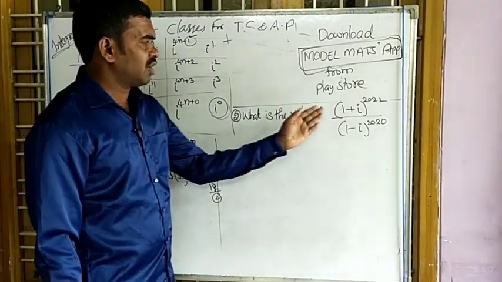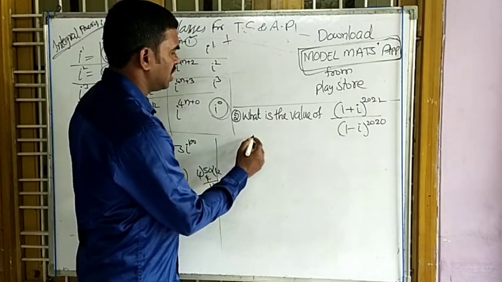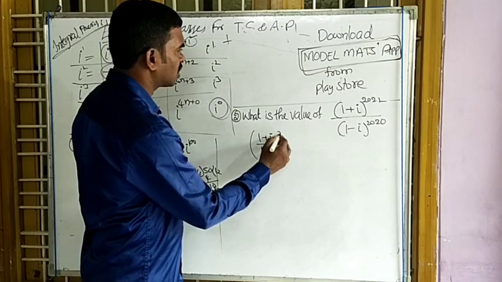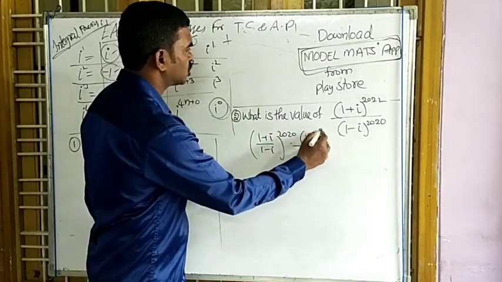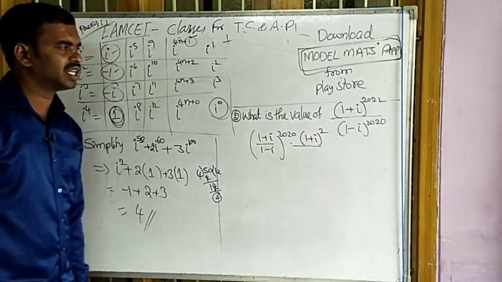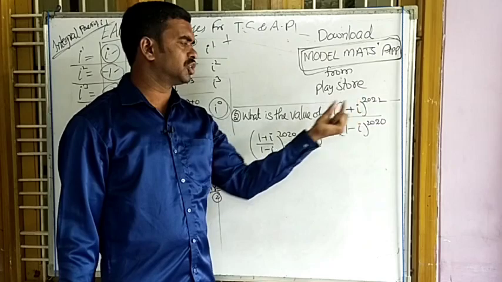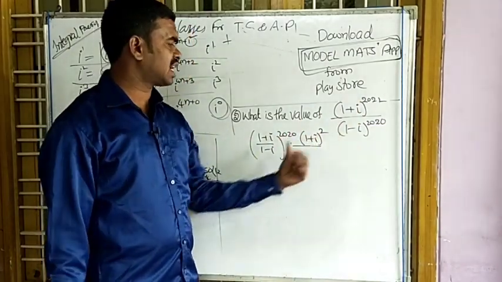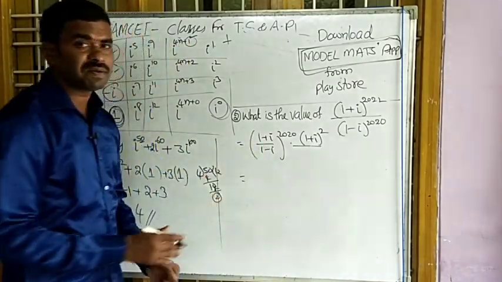Okay, next question. (1 plus i) whole power 2022 by (1 minus i) power 2020. Here, can I write (1 plus i by 1 minus i) whole power 2020 into (1 plus i) whole power 2? The power 2022 is written as 2020 plus 2, and the denominator is as it is. So now, to simplify this, what is the next step?